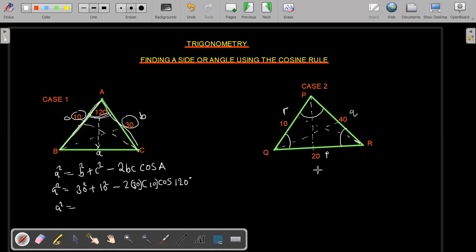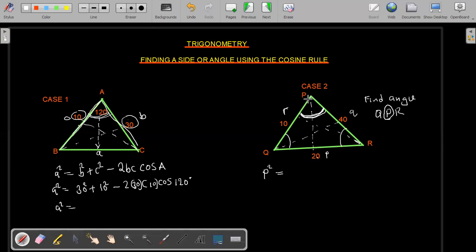Let's take, for instance, that they are asking us to find the angle QPR. Remember, the letter which is in the middle is the one that you are looking for. So you are going to go to that angle. So you are looking for that angle. What are you going to do? The same formula you used here, you are going to say, this is the angle you are looking for. Opposite to it is side p. So you are going to say p squared is equal to.